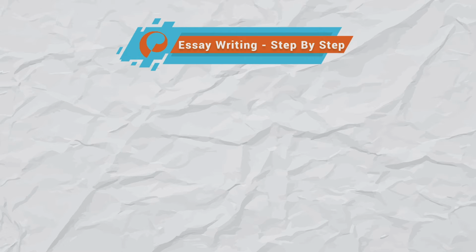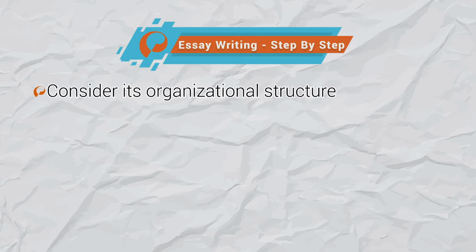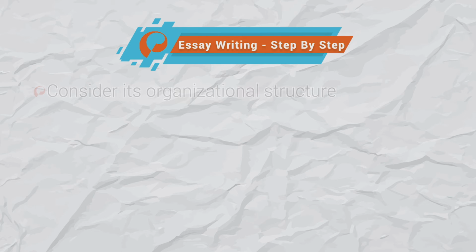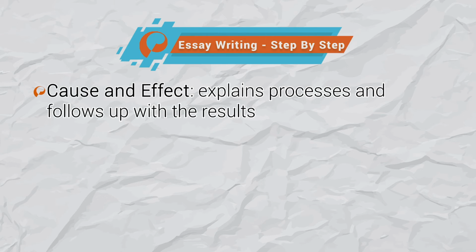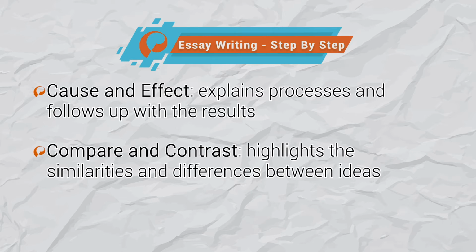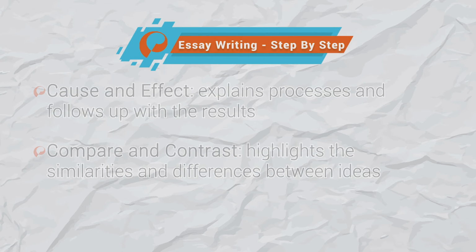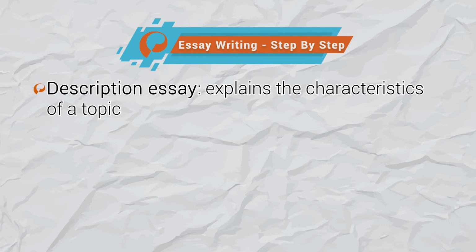Before you start drafting your essay, you should consider its organizational structure. There are a number of ways to organize an essay. Cause and effect organization explains processes and follows up with the results of those processes. Compare and contrast highlights the similarities and differences between ideas. A description essay explains the characteristics of a topic.